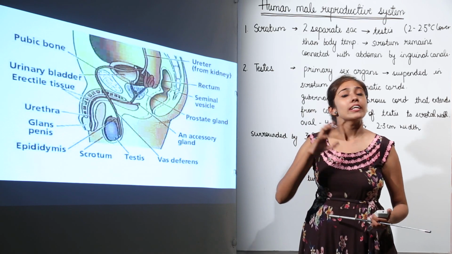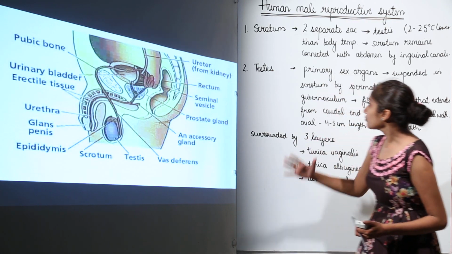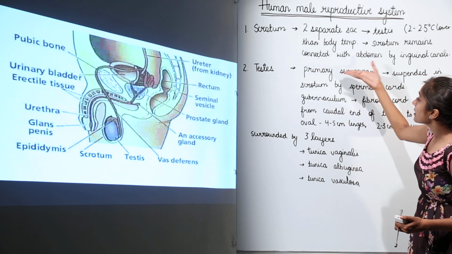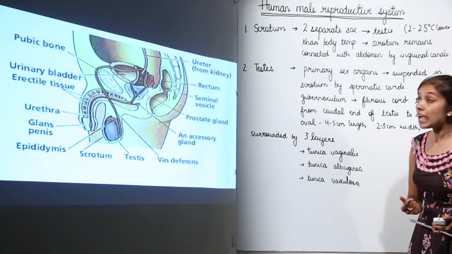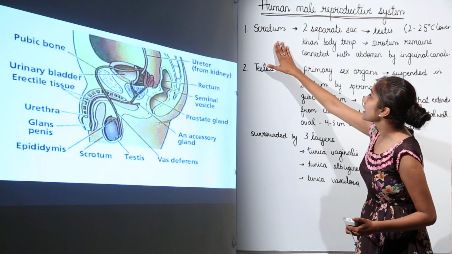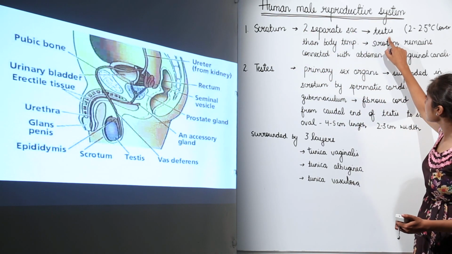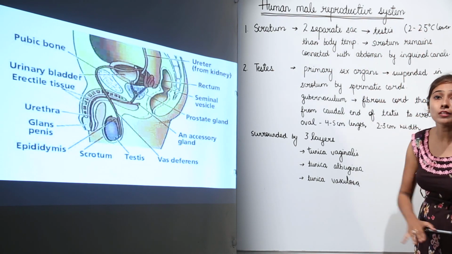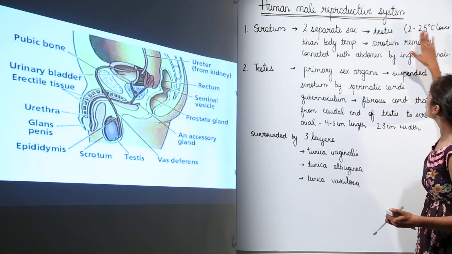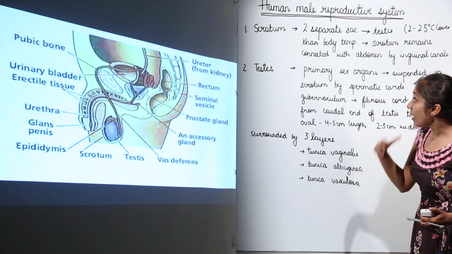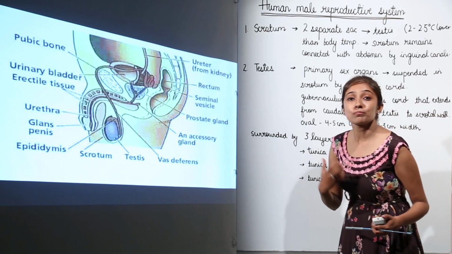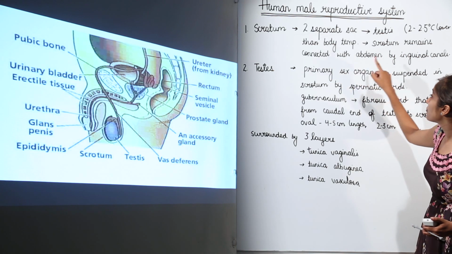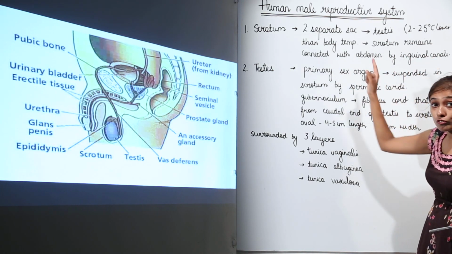I'll tell you a very simple trick to memorize all this. We'll recall it and you can learn it by heart in just a few minutes. So remember, scrotum has two separate sacs which we call testes. They are the primary sex organs, and in the scrotum we have a temperature lower than the body temperature. How much lower? 2 to 2.5 degrees Celsius lower. Why is it so? Because the formation of sperm needs a lower temperature, and scrotum remains connected with the abdomen by inguinal canals.